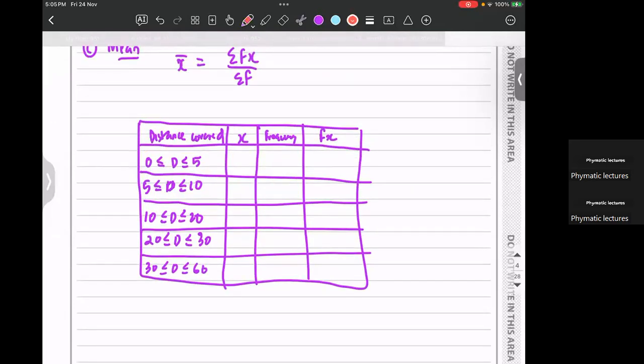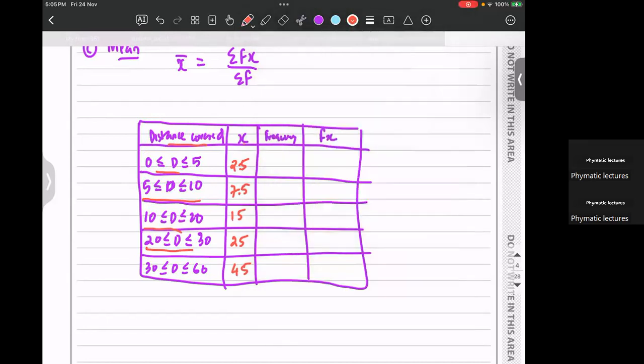Now, what is the midpoint of this? The midpoint of 0 and 5 is 2.5. What is the midpoint of 5 and 10? That is 7.5. What is the midpoint of 10 and 20? That is 15. What is the midpoint of 20 and 30? That is 25. What is the midpoint of 30 and 60? That is 45.